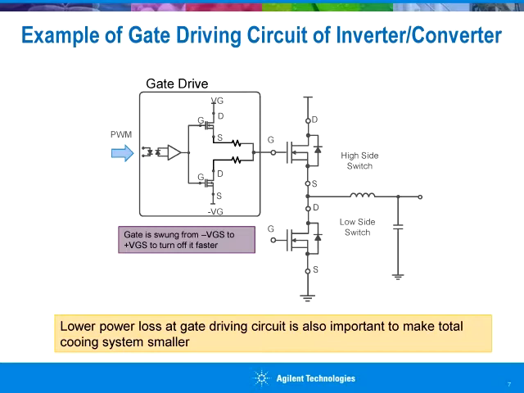And since the gate driving circuit itself has a certain amount of power loss, to make total power loss lower, it is also important to lower the power loss of the gate driving circuit too. So the QG parameter is very useful to get an optimum design of this gate driving circuit.